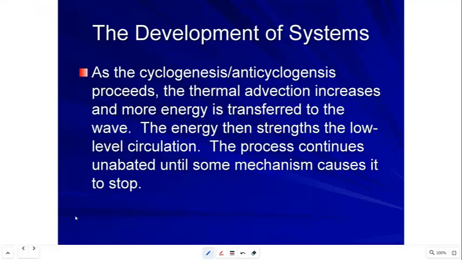As the development of the systems, cyclogenesis and or anticyclogenesis, proceeds, the thermal advection increases and more energy is transferred to the wave. The energy then strengthens the low-level circulation. The process continues unabated until some mechanism causes it to stop. I'm going to concentrate more on cyclogenesis than anticyclogenesis, but remember, all low-pressure systems will develop to a point and then they will stop. In a bit we'll get to the processes that will cause the development to stop.